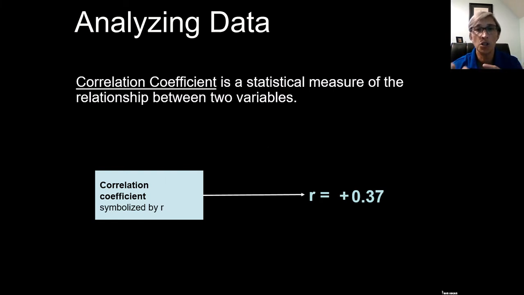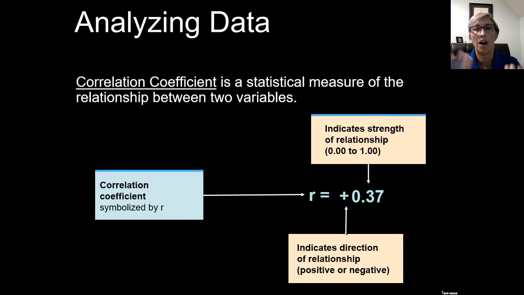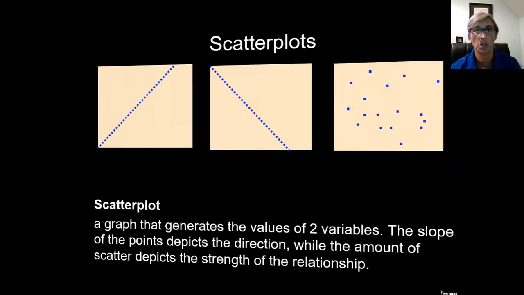This leads us to a sciencey, mathy number. The correlation coefficient is a statistical measure of the relationship between two variables. You don't need to know how to find these things out, but you need to know that r equals plus 0.37, for example, shows the direction of the relationship, positive or negative. So you see the plus, that's a positive 0.37, which means it's going up, and the 0 to 1 indicates the strength of the relationship.